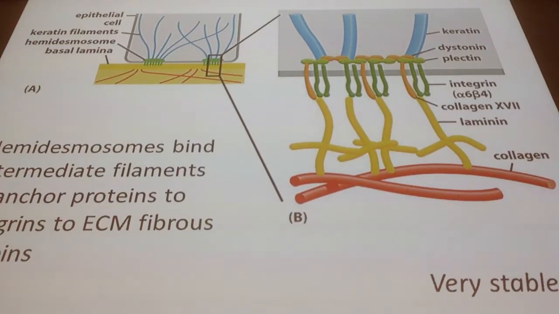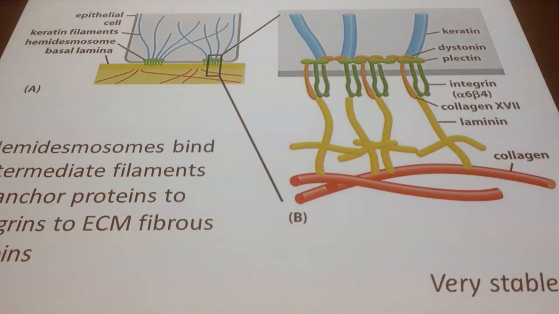So what would be the function of the anchor if it were to anchor onto the intermediate filament versus the microfilaments? Roughly, what do you think? What's the difference between anchoring onto one versus the other? One is dynamic, one isn't. Right, exactly. So hemidesmosome binding to intermediate filaments, you would think stable, stability, strength, right?